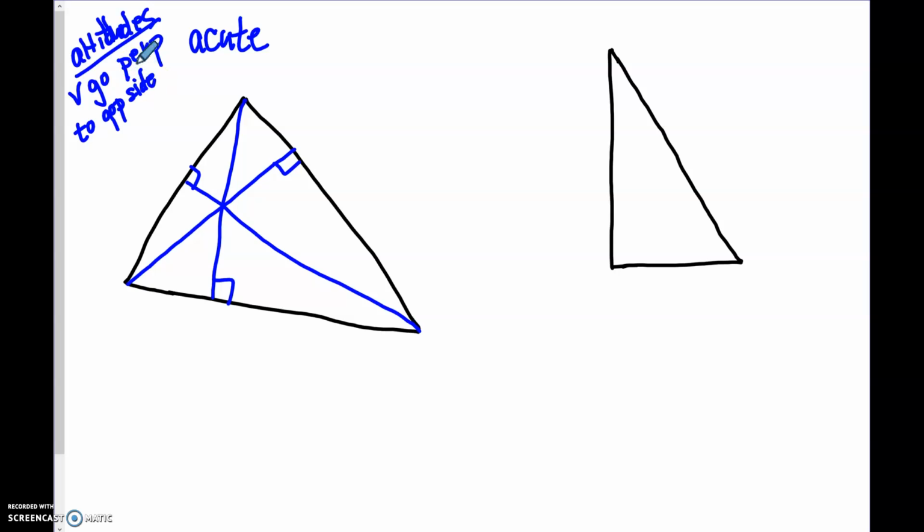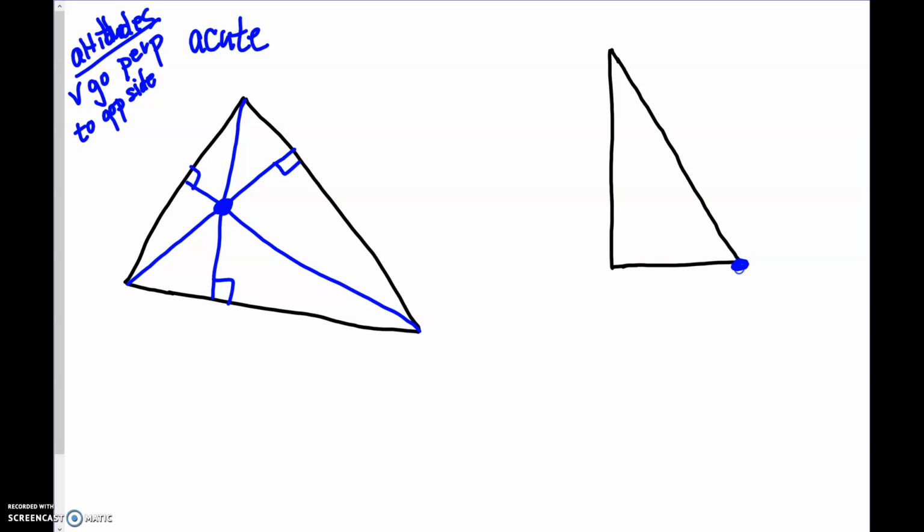So the medians started at the vertex too, and they went to the midpoint. Altitudes start at the vertex, but they go perpendicular to the opposite side. So in this one, you can see that the point of concurrency is inside the triangle. Okay, so let's look at the right triangle.